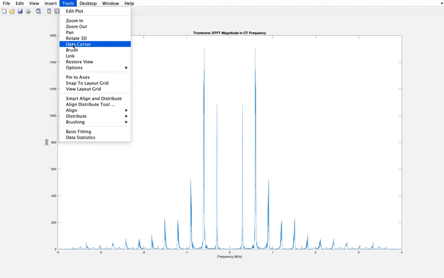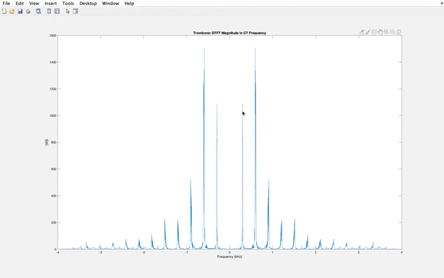Put the tools in, data cursor. So there it is at about 0.296. This is in kilohertz, so that's just under 300 hertz. Then we go over here, we get one just under 600 hertz, and just under 900 hertz. So these are spaced roughly every 300 hertz apart, and they are the harmonics of our trombone noise.